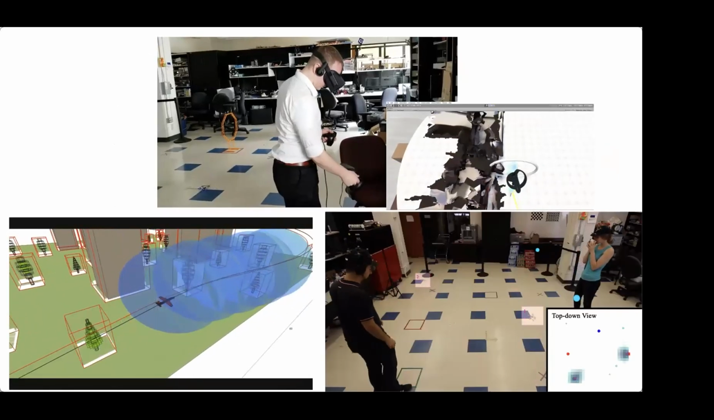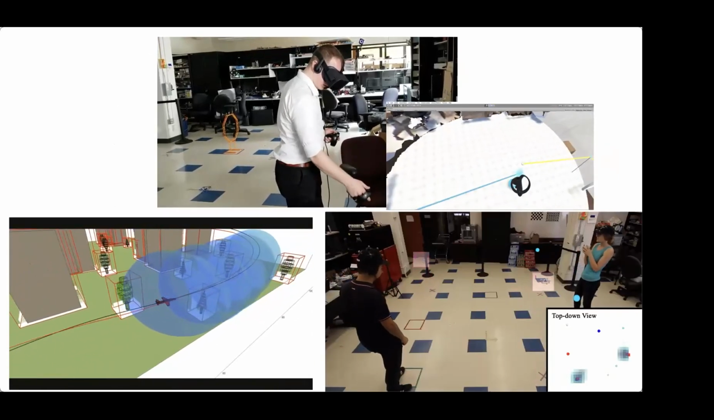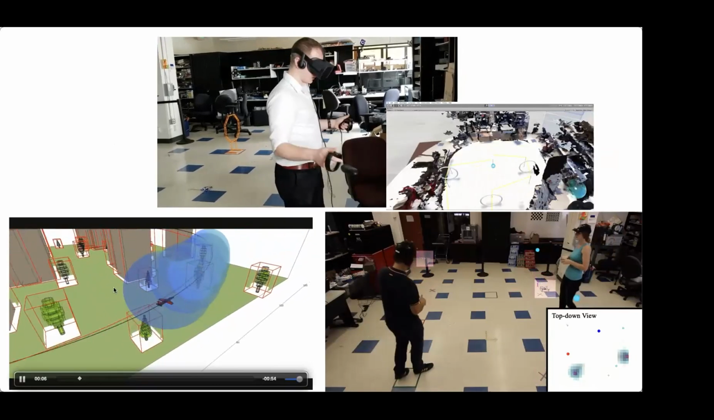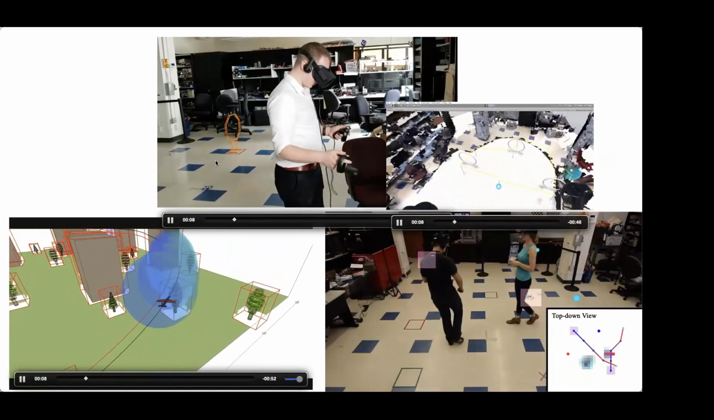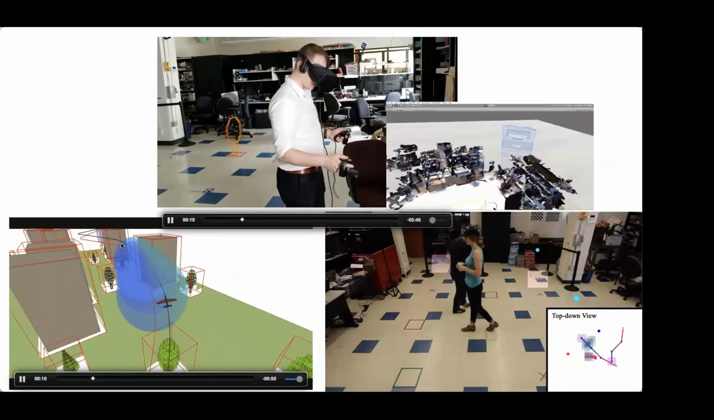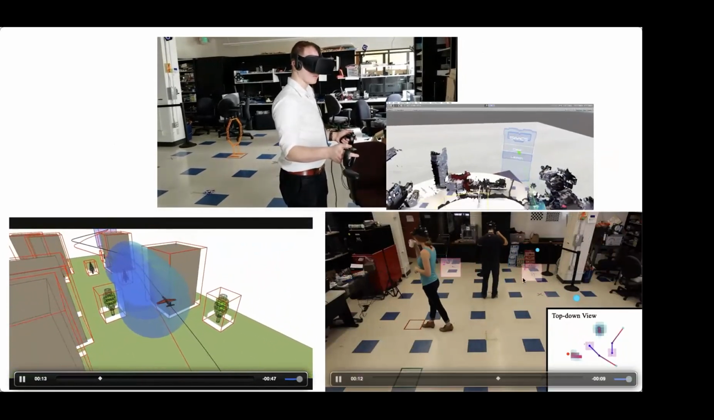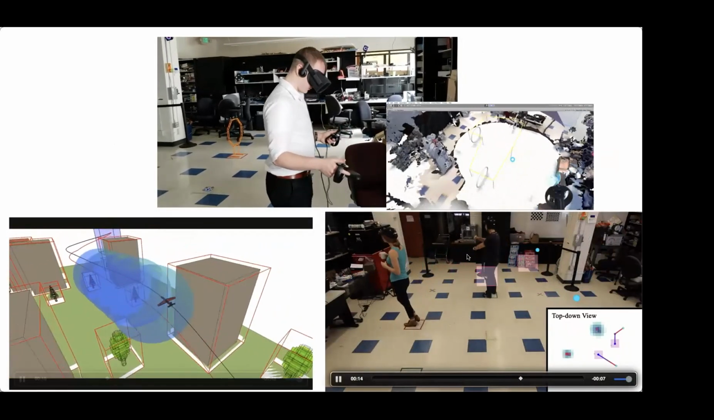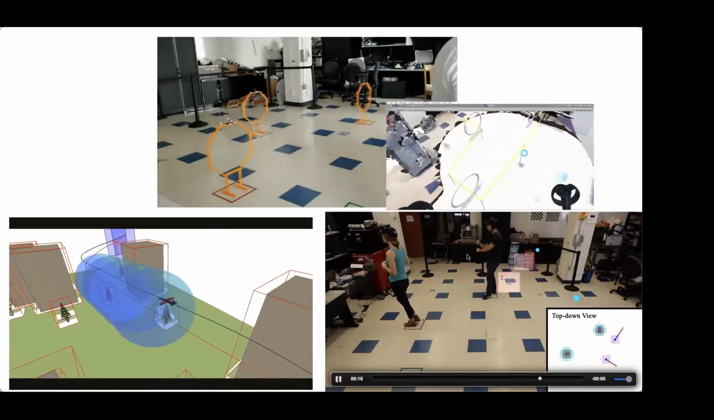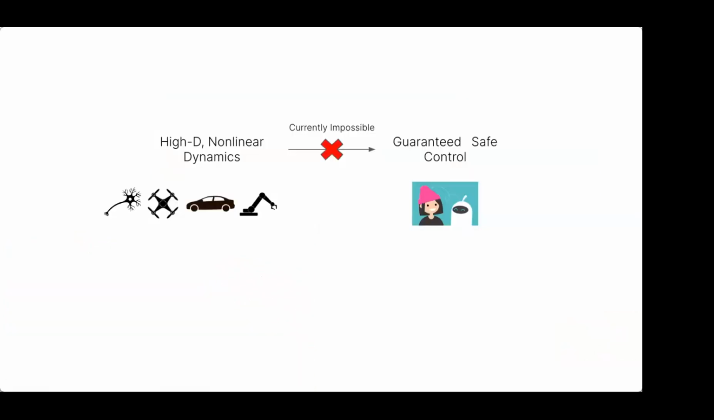Here are some examples of what we've done on the robotics side of things, of just trying to get robots to fly through hoops, have them navigate through environments that they haven't seen before, have them navigate around pedestrians as pedestrians are moving around, etc. But again, if you want to take the high dimensional nonlinear dynamic systems and do guaranteed safe control, currently it's impossible to do tractably for many, many systems of interest.